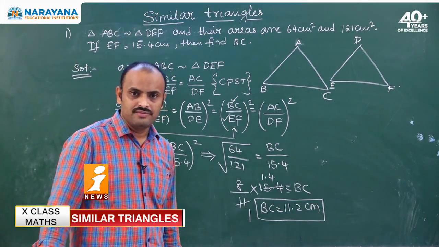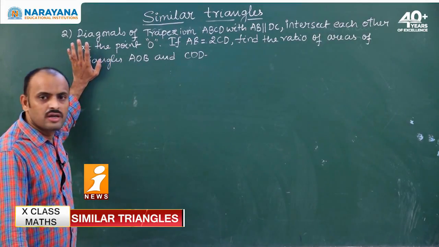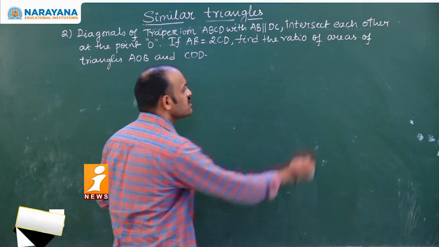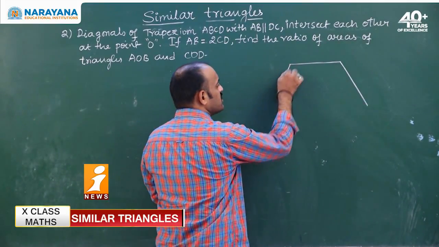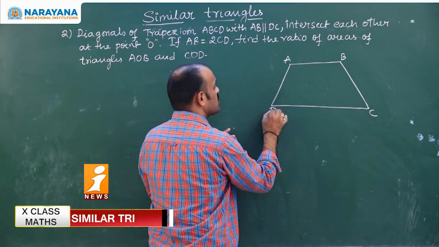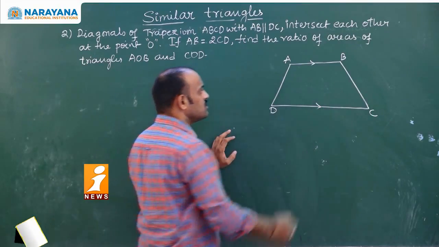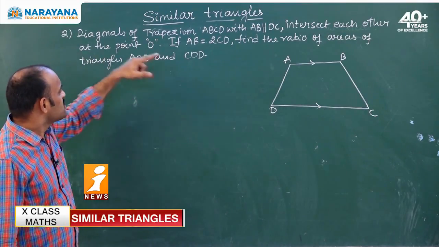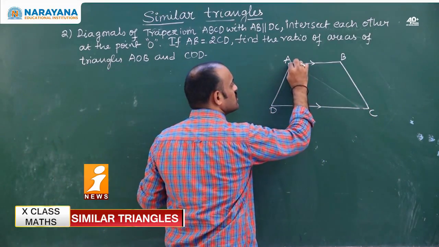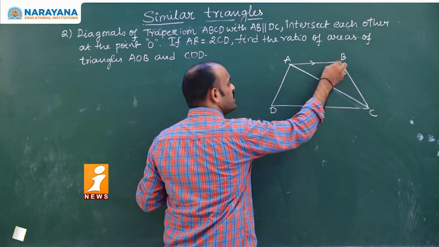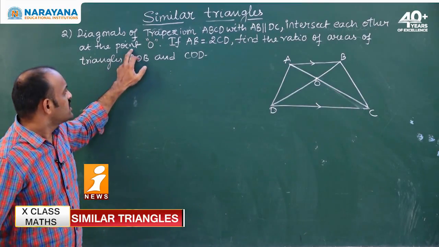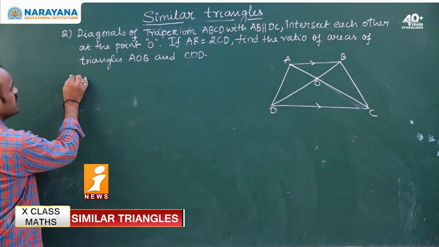Let us see one more example. See the second question. Diagonals of trapezium ABCD with AB parallel to DC. So, in the trapezium ABCD, AB is parallel to DC. The diagonals intersect each other at the point O. So, AC is one diagonal, BD is another diagonal, both intersect at O. It is given that AB is equal to 2CD.